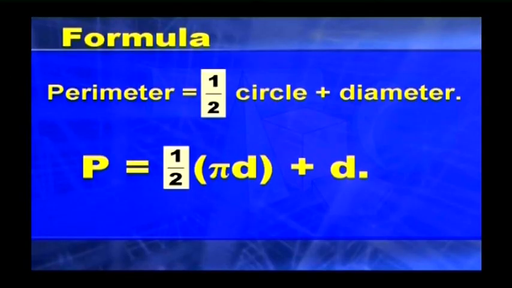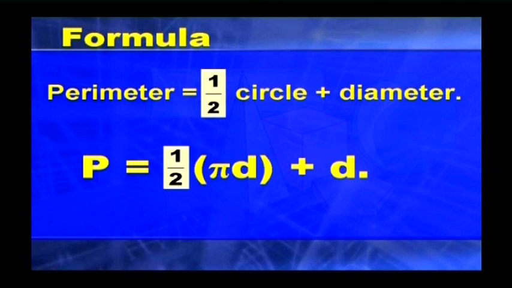Have a look at the formula that you are going to be using when we want to find the perimeter of a circumference. Perimeter is equals to half circle plus diameter. This is the formula that you have in your book. P is equals to half circle, you use pi d, plus d, where d is the diameter. Pi d is the formula for circle.